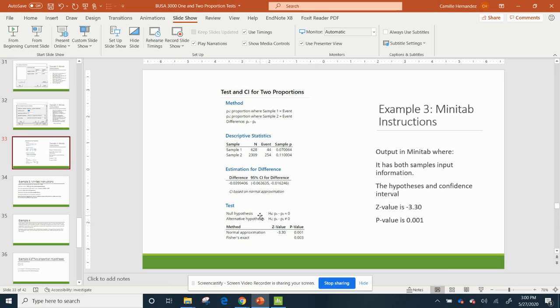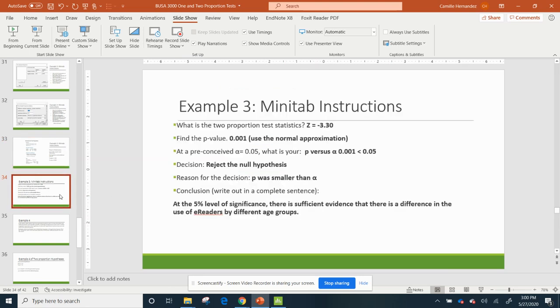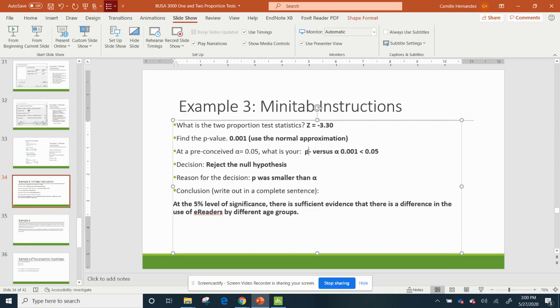All right, so my Z value is negative 3.30. My P value is 0.001. Okay, at the 0.05, I'm comparing my P value to my level of significance, and because my P value is less than my level of significance, I reject the null. And again, why did I do that? Because my P value was lower. So my conclusion, at the 5% level of significance, there's significant evidence that there is a difference in the use of e-readers by the different age groups.